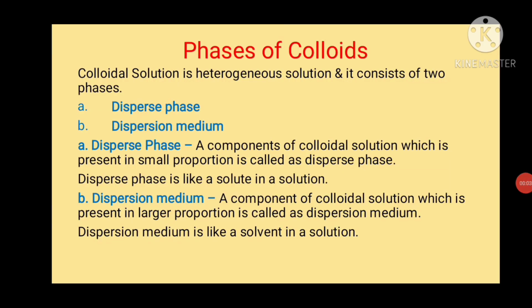We are going to discuss phases of colloids. Colloidal solution is a heterogeneous solution and it consists of two phases, one dispersed phase and second dispersion medium. First one, dispersed phase. A component of colloidal solution which is present in small proportion is called dispersed phase. Dispersed phase is like a solute in a solution. Second one, dispersion medium. A component of colloidal solution which is present in larger proportion is called dispersion medium. Dispersion medium is like a solvent in a solution.